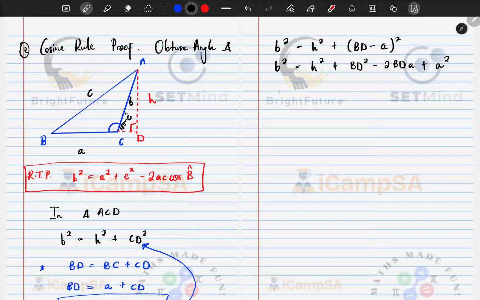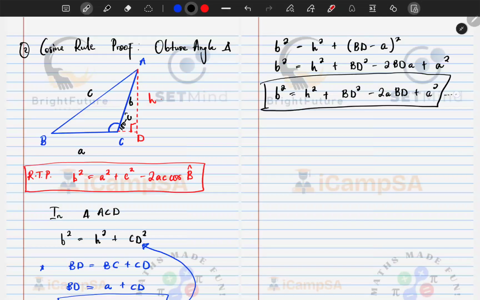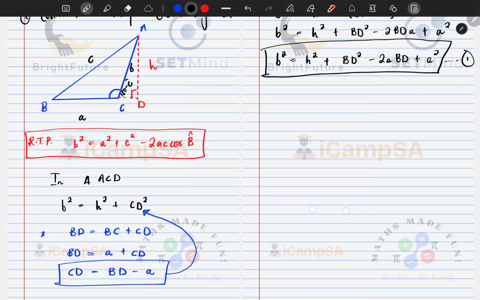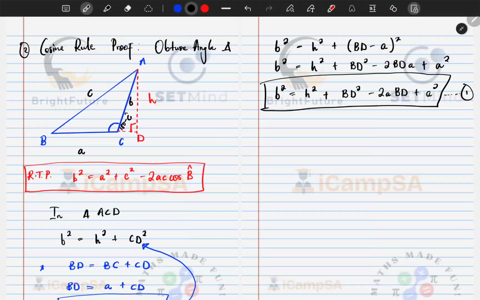So I can just rearrange this. It's going to be b squared is equal to h squared plus I still have my bd squared minus 2abd plus a squared, right? And I can simply call this equation 1, right? So now I go to the other triangle, which will be the bigger triangle, this one.